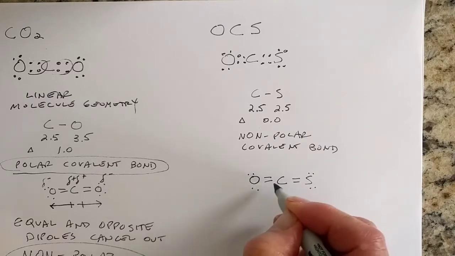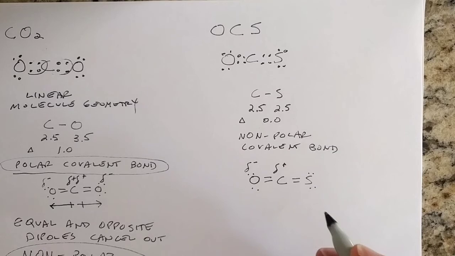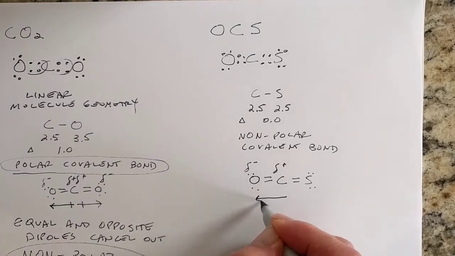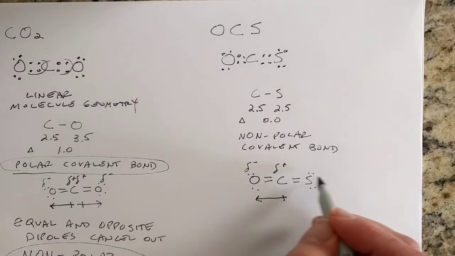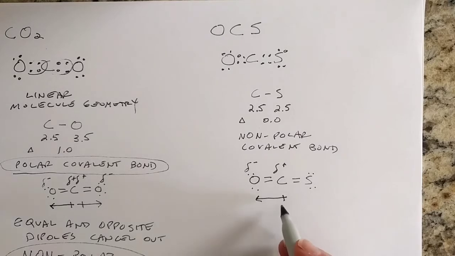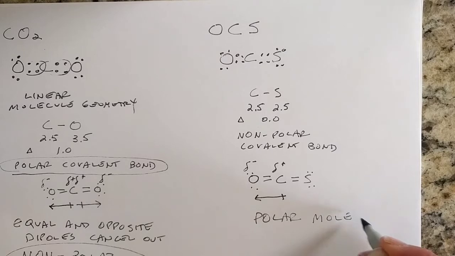So for this bond here, we have a delta minus on the oxygen and a delta plus on the carbon. So we have a dipole going that way. And then we don't have a dipole here. We said that these electrons are being shared equally, so that's it. So this does not cancel out. Our molecule has a dipole with the negative end at the oxygen and the positive end at the sulfur. So this is a polar molecule.